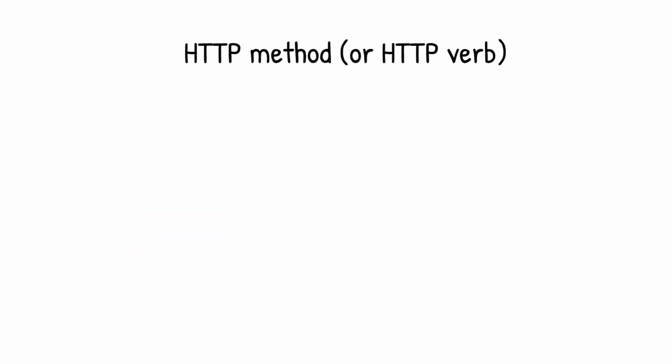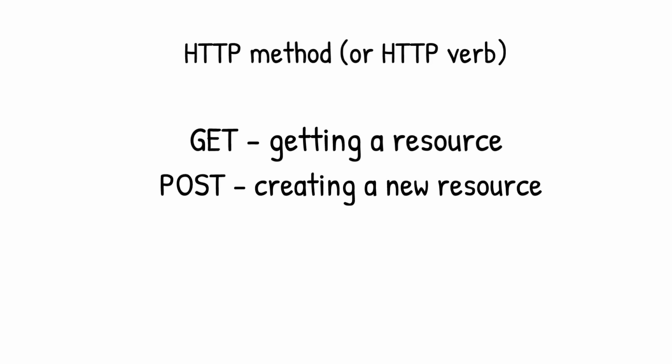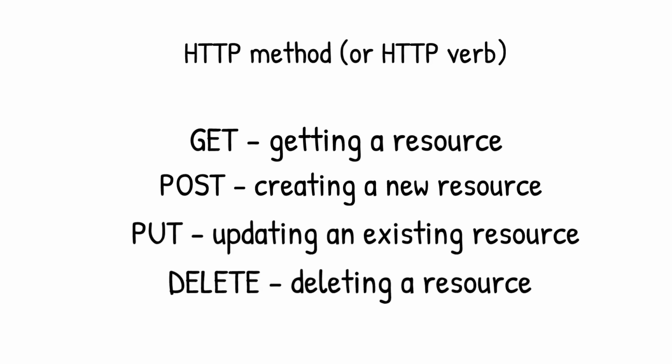The HTTP verb is a semantical way used especially in REST to indicate what you are trying to do. For example, get is for getting a resource, post is for creating a new resource, put is for updating an existing resource, and delete is for deleting a resource. Now, these four are probably one of the most used HTTP verbs out there, but definitely this is not the entire list of HTTP verbs available.